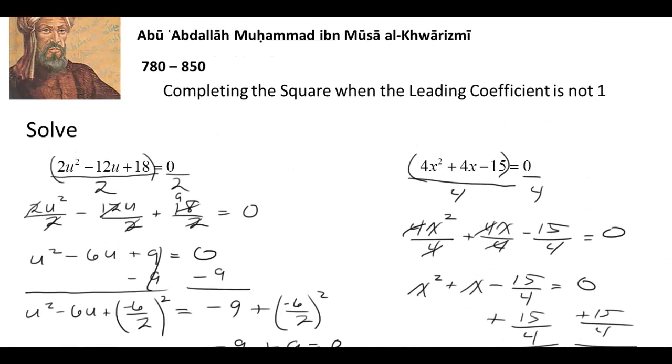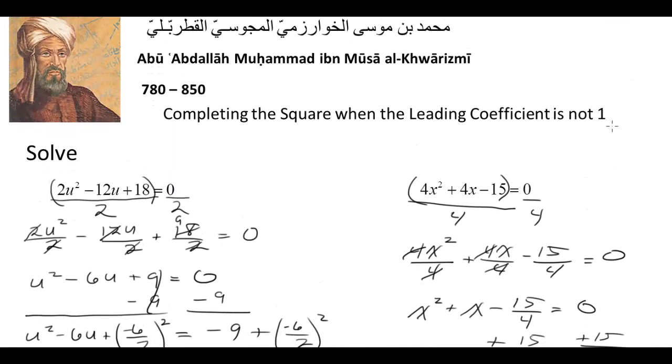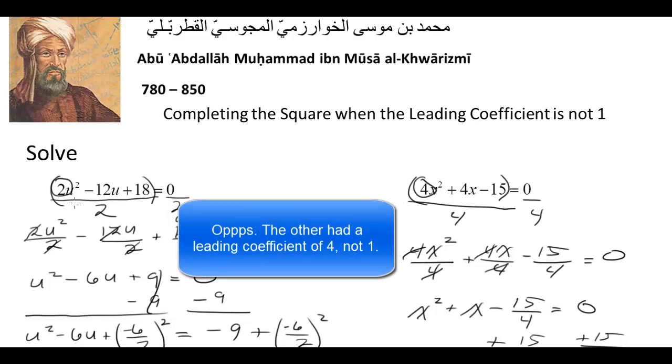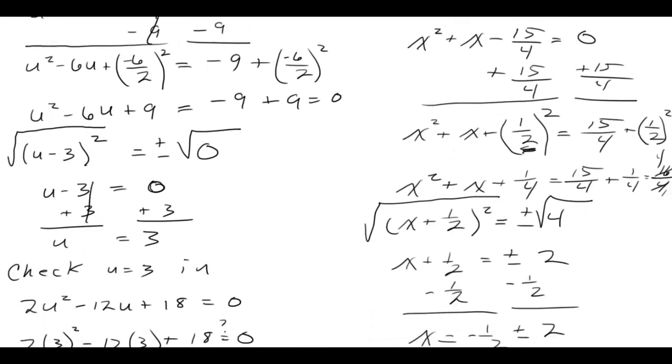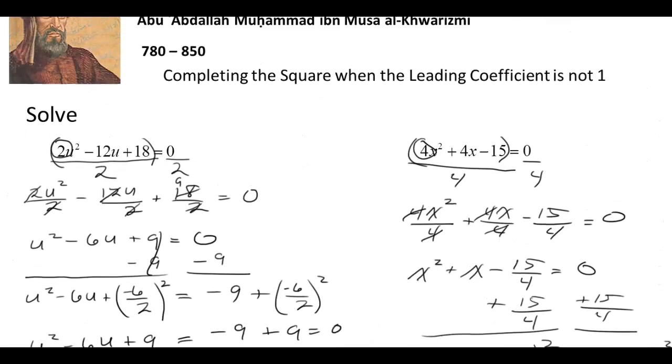Okay, so what did we do? We completed the square with two equations that did not have a leading coefficient of 1. One had a leading coefficient of 2. The other had a leading coefficient of 4. Well, first thing we did is we made the leading coefficient 1 by dividing by 2. Multiplying by 1/2, same thing. Likewise, we want to get rid of the 4, divide by 4. That reduced to the problem we already know how to solve. Presto changeo, no problemo. We solved this, we checked the solutions, and they worked.